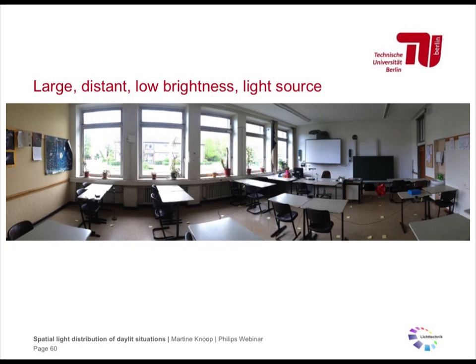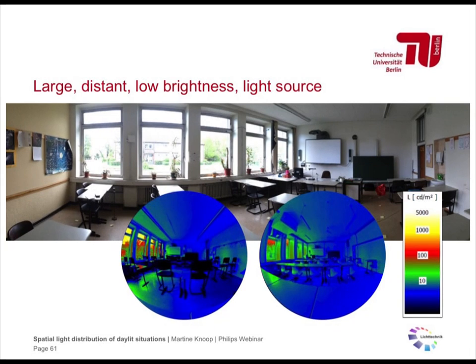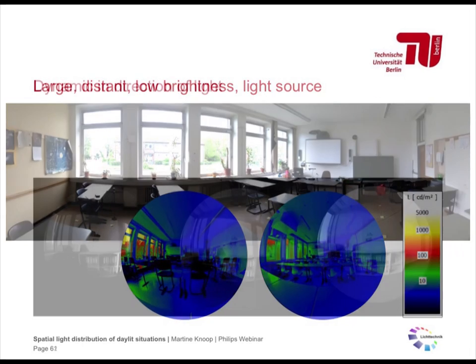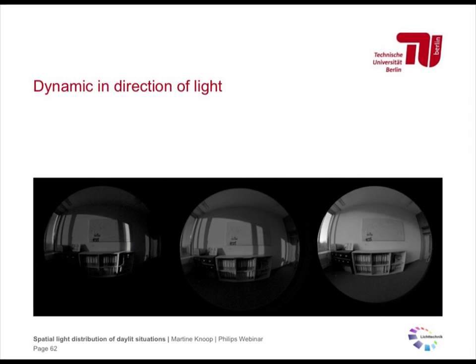If we look at the luminance maps for 2 dates that we made measurements in this classroom, we see that there is a large light source. The brightnesses are very well spread, so there's a low brightness. There are no harsh contrasts in this situation. The light source has a certain direction as well, and it's dynamic in this direction.